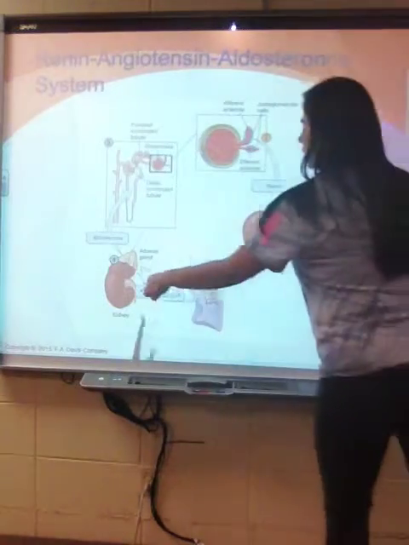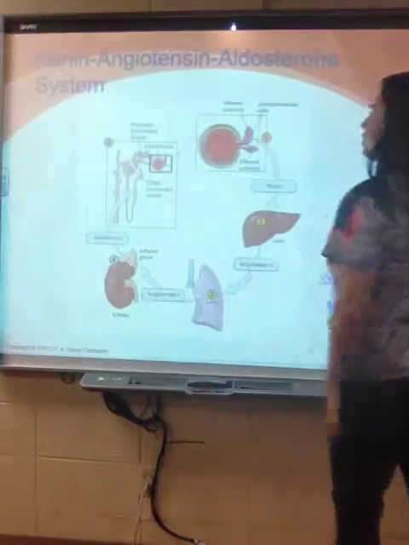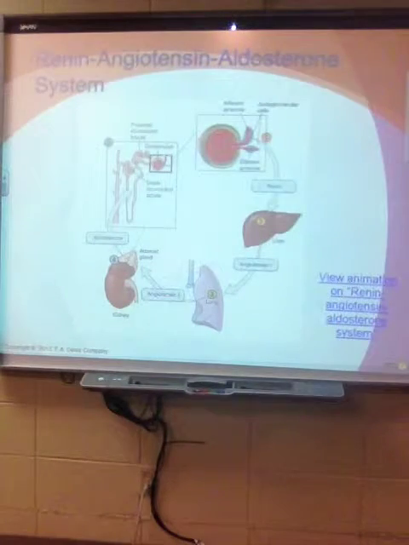Okay, so adrenal glands finally release aldosterone, then it moves to that nephron and says, hey, why don't you go ahead and reabsorb some water? Our blood pressure is dropping. Take in some water.